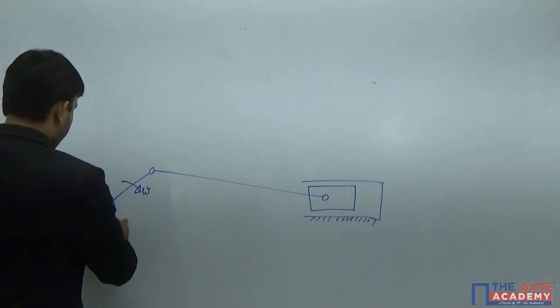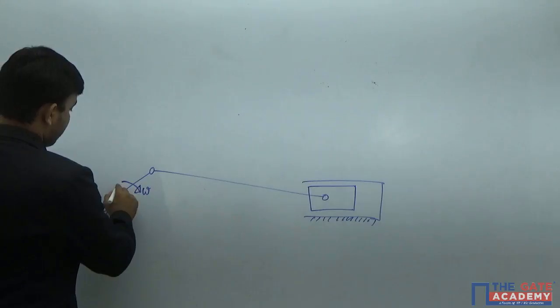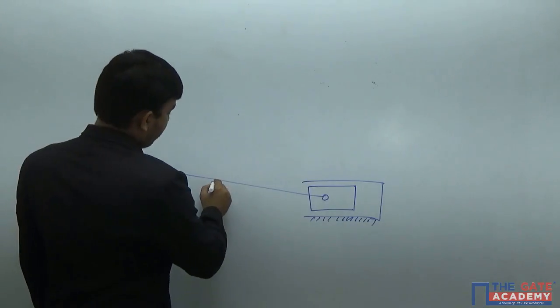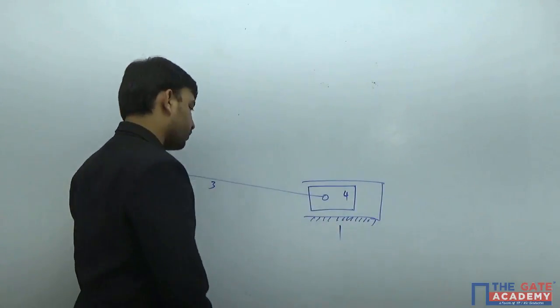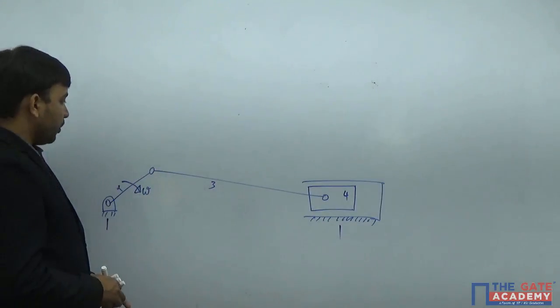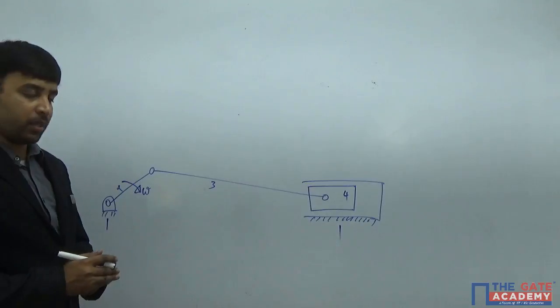I am calling the fixed link, the cylinder, link number 1. The crank is link number 2, the connecting rod is link number 3, and the piston is link number 4. You can see the cylinder is the fixed link, that is link number 1. I'm doing velocity analysis by the instantaneous center method.